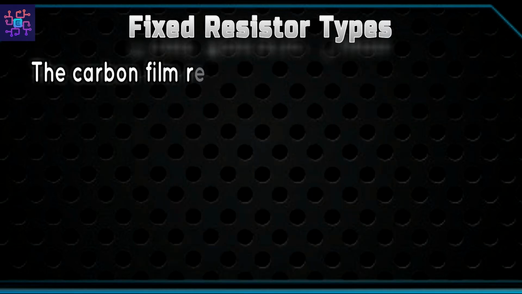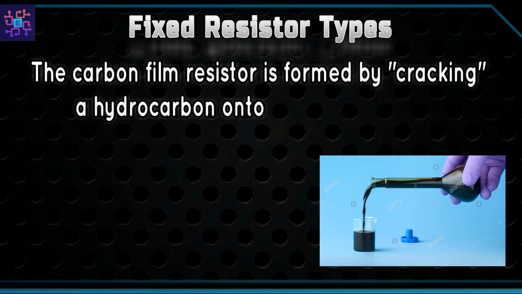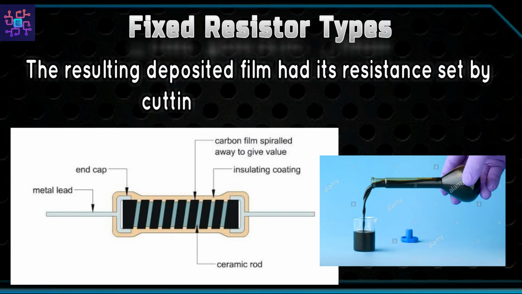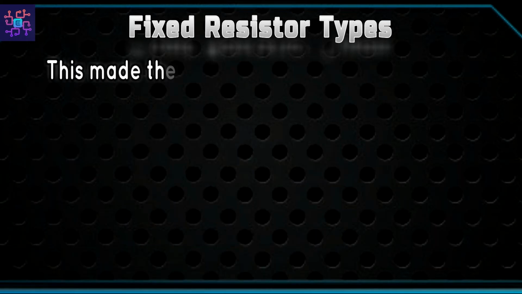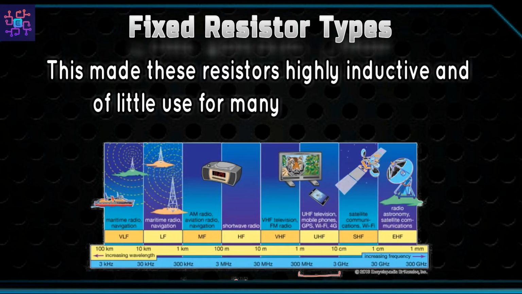The carbon film resistor is formed by cracking a hydrocarbon onto a ceramic former. The resulting deposited film had its resistance set by cutting a helix into the film. This made the resistor highly inductive and of little use for many RF, radio frequency, applications.